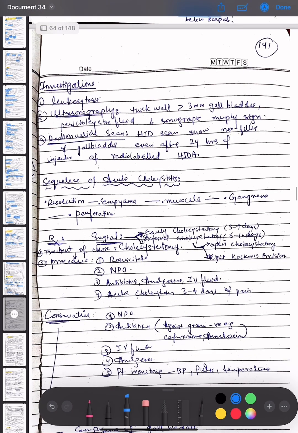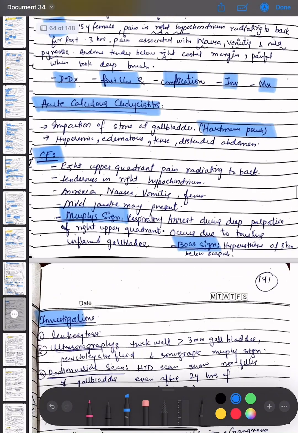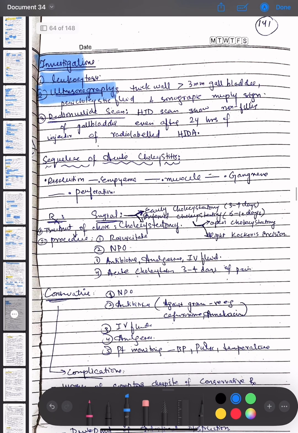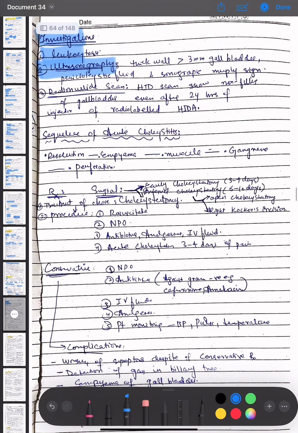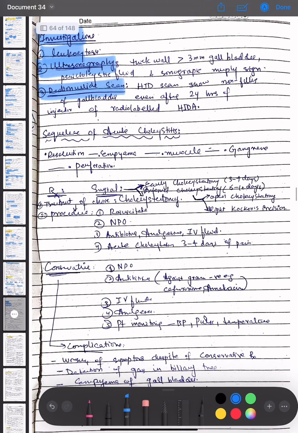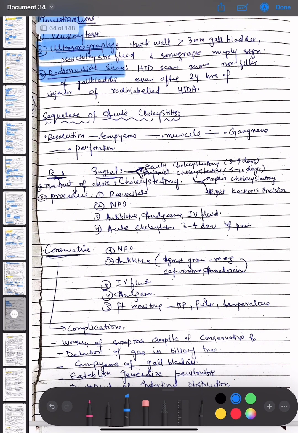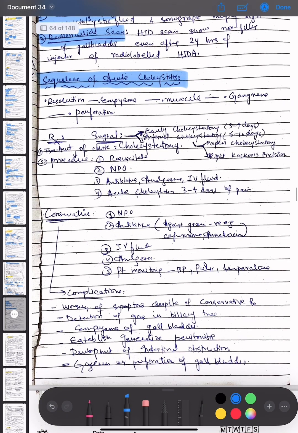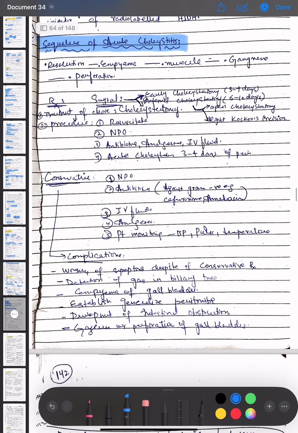What investigations will we do for a case of acute cholecystitis? We will do leukocytosis, then ultrasonography, that is thick wall greater than 3 mm of gallbladder, pericholecystic fluid, and sonographic Murphy sign. Then the radionuclide scan, that is HIDA scan, shows non-filling of the gallbladder even after 24 hours of injection of radiolabel HIDA. Then the sequelae of acute cholecystitis are resolution, then empyema, then mucocele, then gangrene, and perforation occur. What are the treatment options?